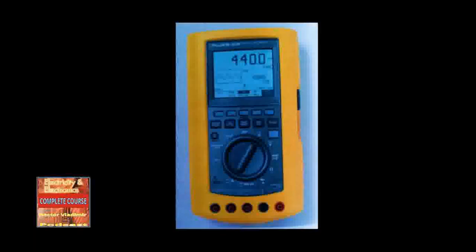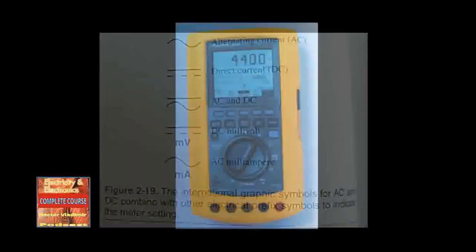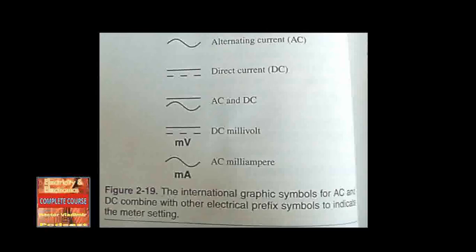Figure 2-18, at the lower right of the selector switch of this DMM is a setting to test diodes and capacitors. Figure 2-19, the international graphic symbols for AC and DC combined with other electrical prefix symbols to indicate a meter setting. Computer display meters.